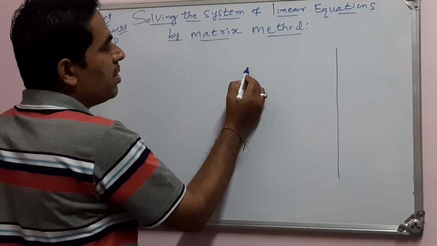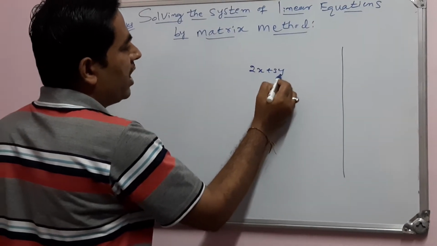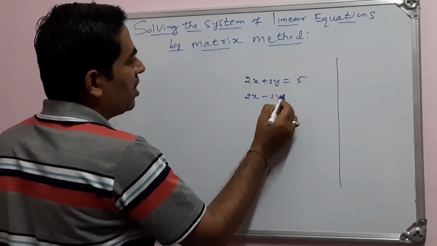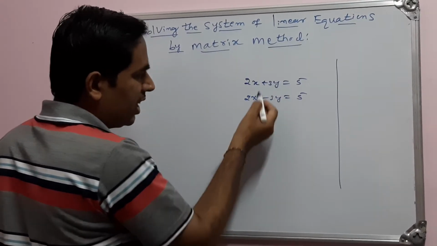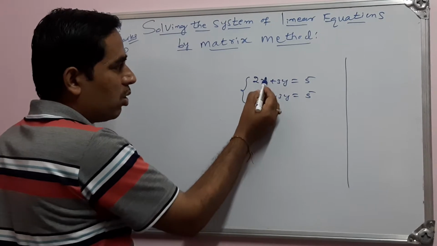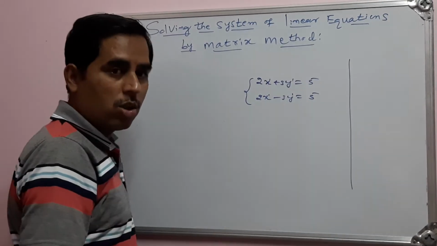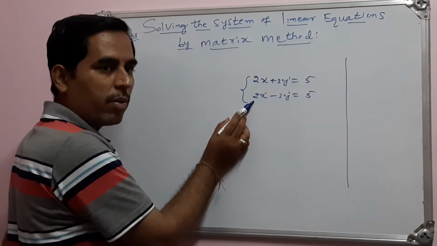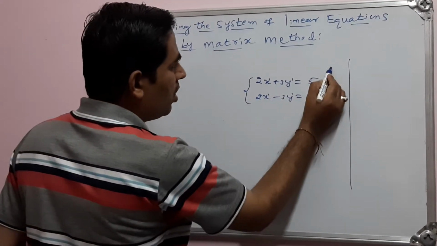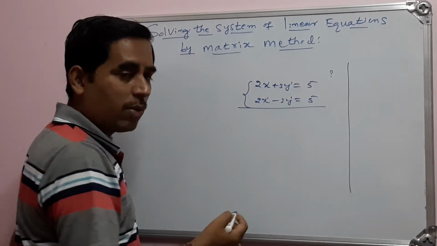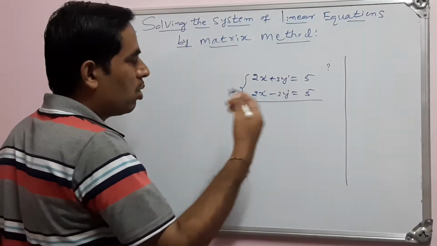Linear equations means, suppose I take 2x plus 3y is equal to 5, then 2x minus 3y is equal to, say, 5. These are linear equations, so the degree of the variables is 1. The unknowns x and y are called unknowns. I have taken 2 linear equations in 2 unknowns. How do we solve these equations? I can add these equations, or I can subtract these equations. These are all the basics.